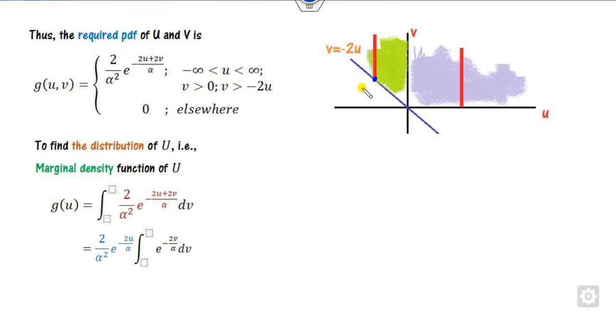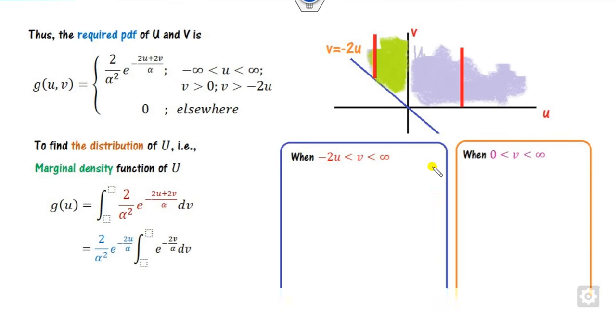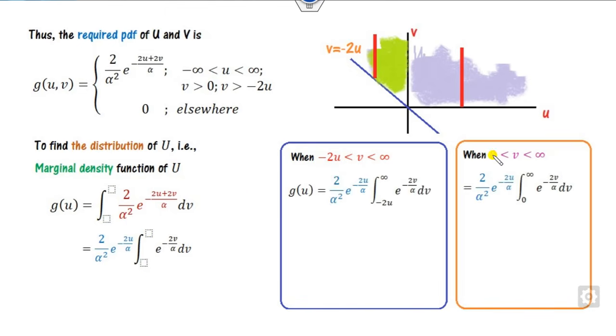One from this is from my minus 2u to infinity, and this is from v equal to 0 here. Since there are two different limits, we will try to solve it as two different cases like here. You can substitute this v limit in the first case and here, and finally for this one, like this one.